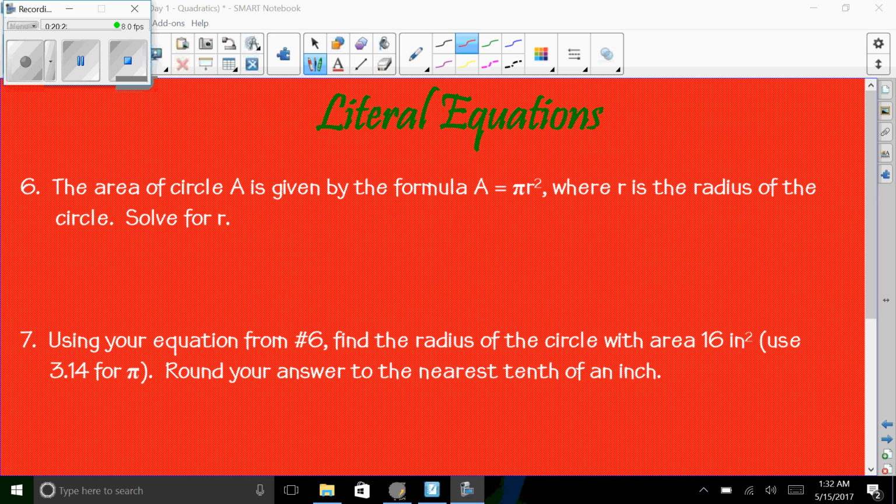All right. Okay, now let's look at number 6. The area of a circle A is given by the formula A equals pi r squared, where r is the radius of the circle. Solve for r. So here, we have to get r by itself.